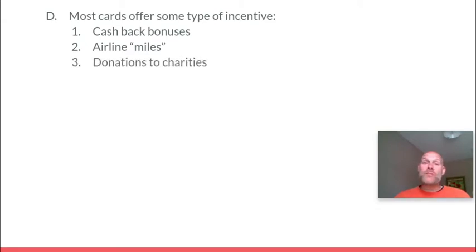Some offer donations to charity. There's one for the AMC. I'm a member of the Appalachian Mountain Club, and I didn't get the card, but one thing they offer is, you get an AMC Visa card, and then every time you spend $100, they automatically make a $5 donation to some charity. So that's another option if you want to support a cause.